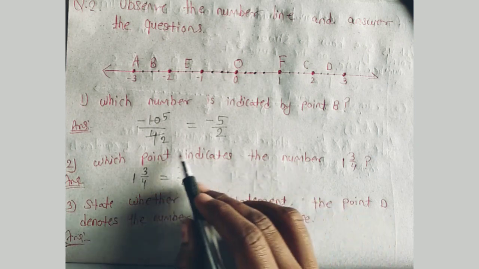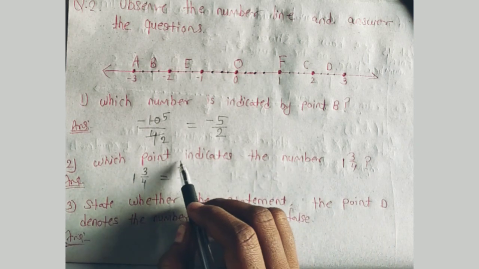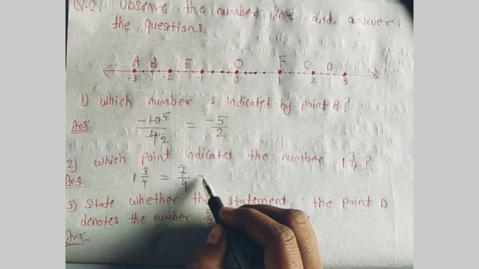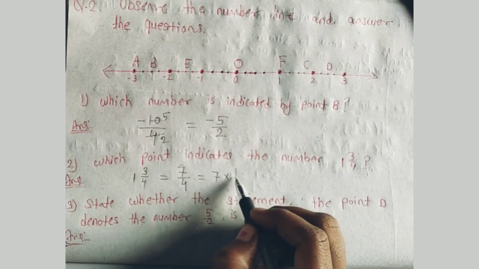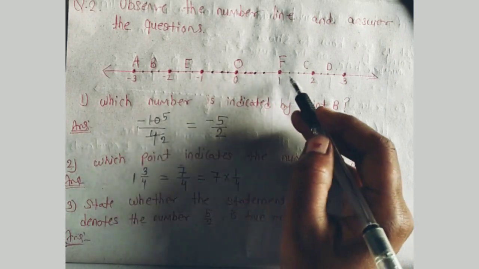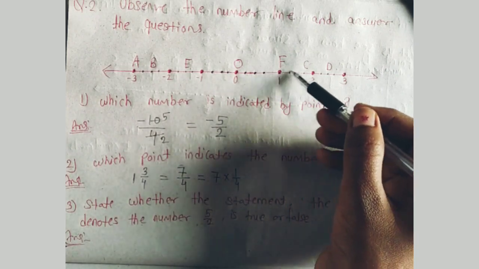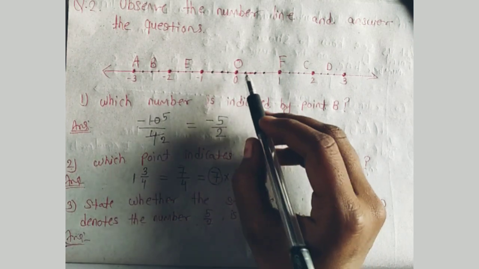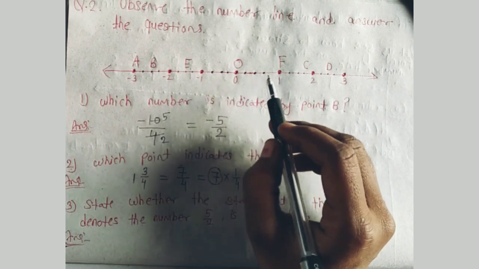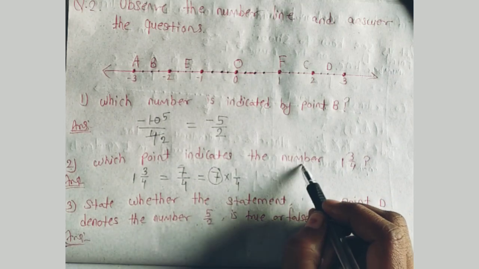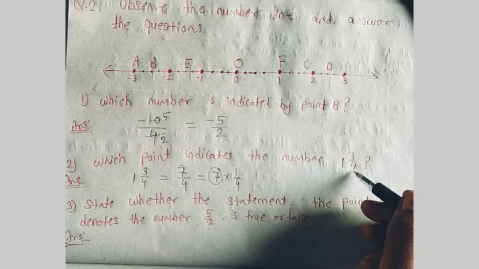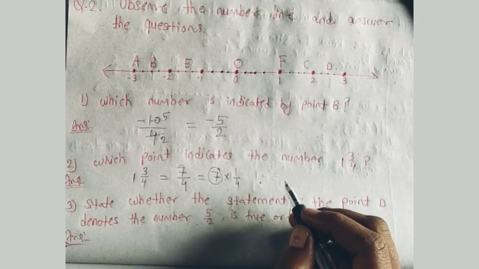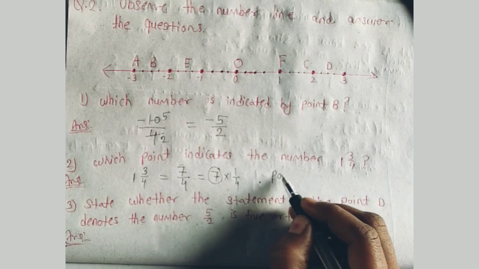And what is asked in the question? Which point indicates the number 1 and 3 by 4? Now expand this, 7 into 1 by 4. This is already divided into 4 equal parts. Now the 7th point from the right side of 0 indicates the number 1 and 3 by 4, or 7 by 4. Our answer is a point.